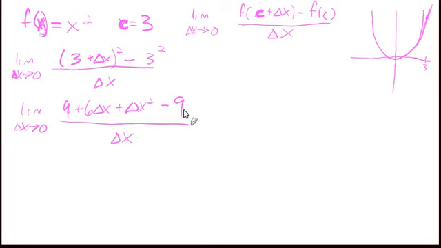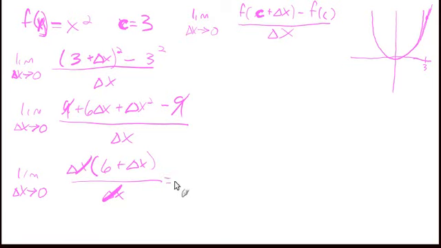And so 9 minus 9, that's going to cancel out. And if you'll notice, there's a delta x in all of these terms. I could factor a delta x out in the numerator. What's left of it? Delta x times 6 plus delta x over delta x. So these guys can cancel out. We have an equivalent limit of 6 plus delta x. Now substitute 0 for delta x, you're left with 6.